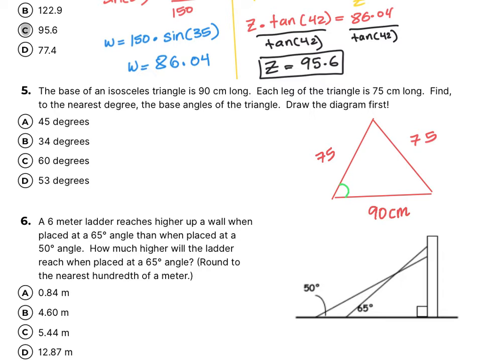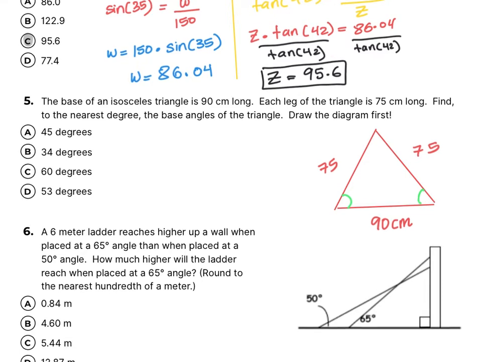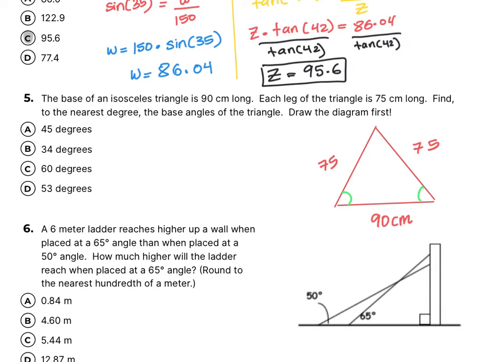So the base angles are always congruent in an isosceles triangle. Now, this is not a right triangle, so I cannot use trigonometry. That's why I have to drop an altitude. And in an isosceles triangle, the altitude will split the base in half, creating a 90-degree angle, and will split the vertex angle in half as well. So if the base is 90 centimeters, then each part is going to be 45.